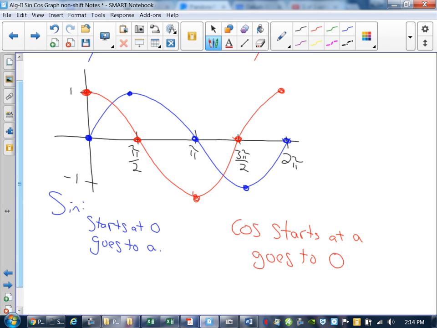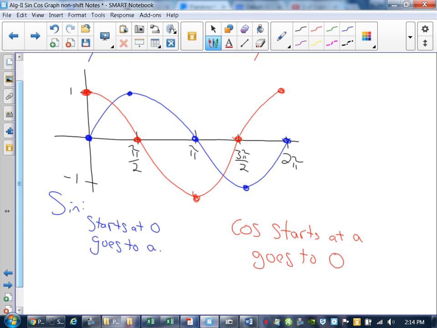If a is 7, it would start at 7, go to 0, negative 7, 0 for cosine. If your a value for a sine function was negative 13, it would start at negative 13, go up to 0, go up to positive 13, back to 0, and down. Okay? It just tells you where to start and where to roll through.